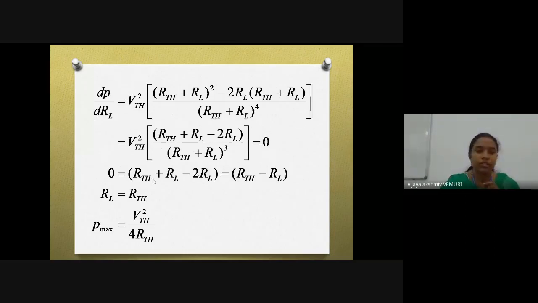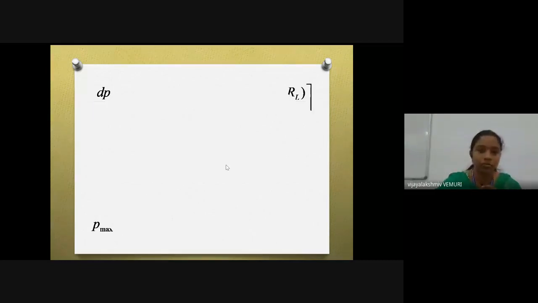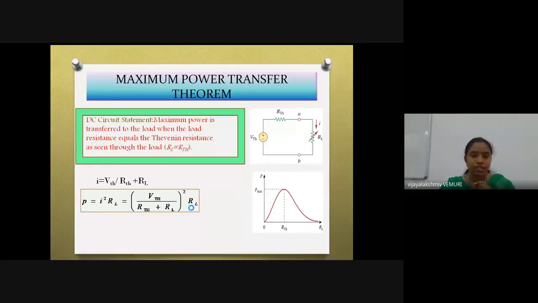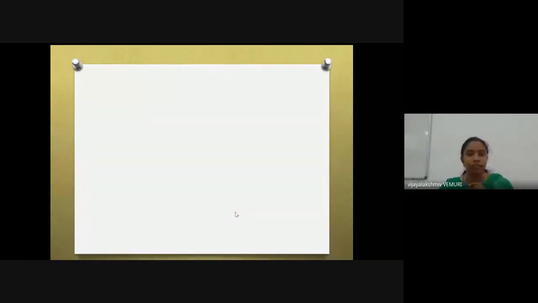Okay, so in the previous equation, if you just observe, let me show the previous equation. So this is your equation for power. If you just expand VTH square into RL divided by RTH plus RL whole square in the denominator, you need to apply the U by V formula, VDU minus UDV by V square. That is what is applied here.